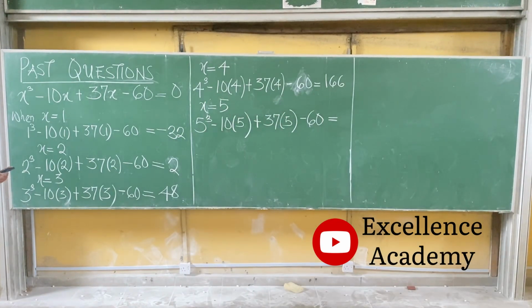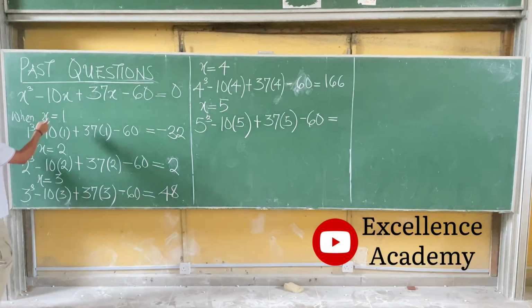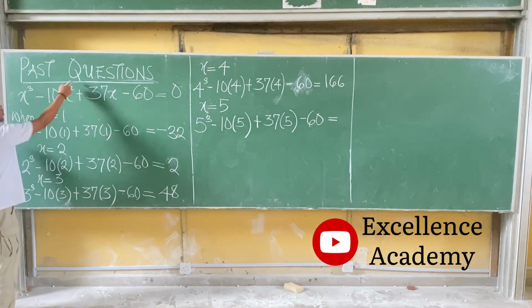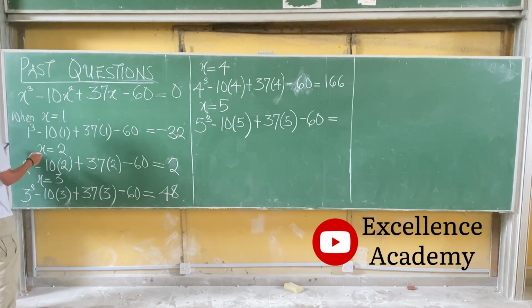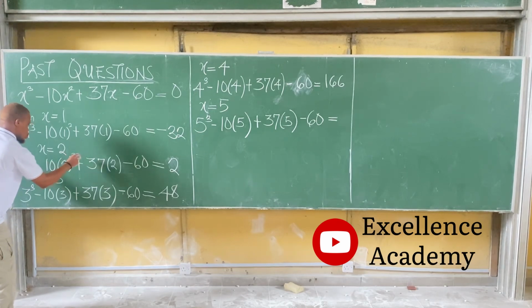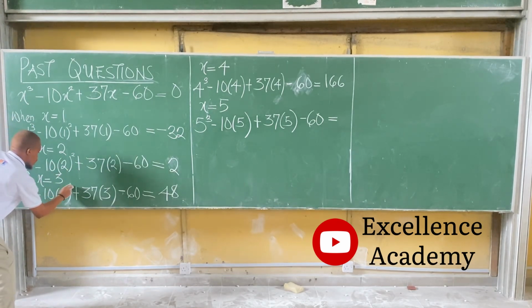All right, recall that in our original question, this is supposed to be 10x squared. Mind you, please, this is x squared, not just x. So I'm supposed to have 10x squared here, with the square on each value.